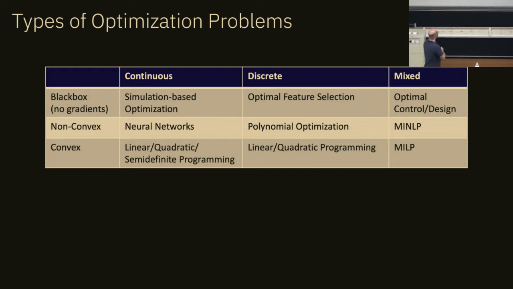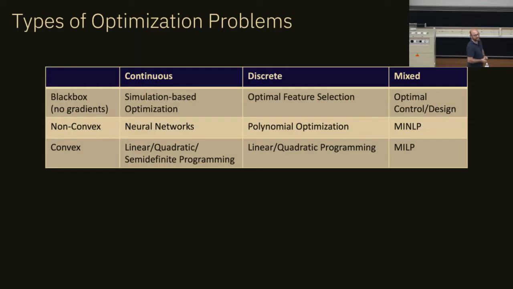Now, I added some examples for this. In convex, we have linear programming and semi-definite programming for convex continuous, and for convex discrete we have the linear and quadratic programming with integer or binary variables. And we have the mixed versions. If you go to non-convex optimization, there are neural networks, polynomial optimization in the discrete case, or for example, mixed integer non-linear programming. All of these find plenty of applications, so these are quite important application classes.